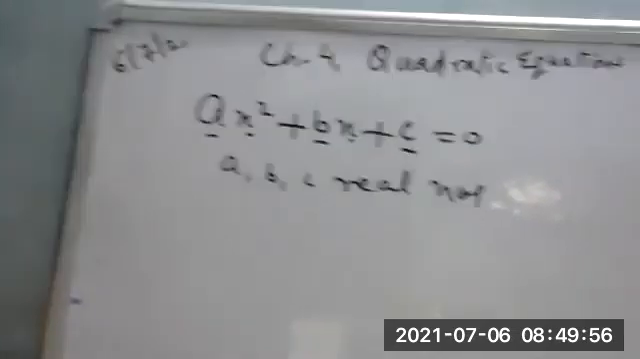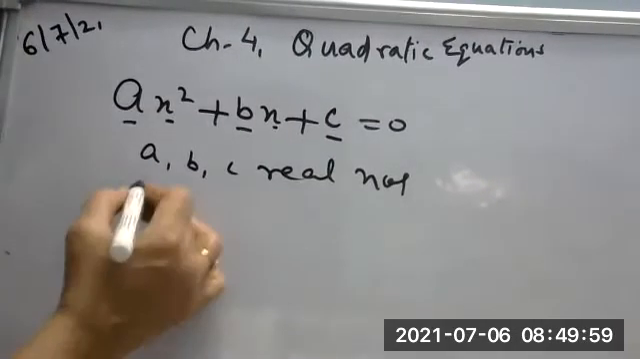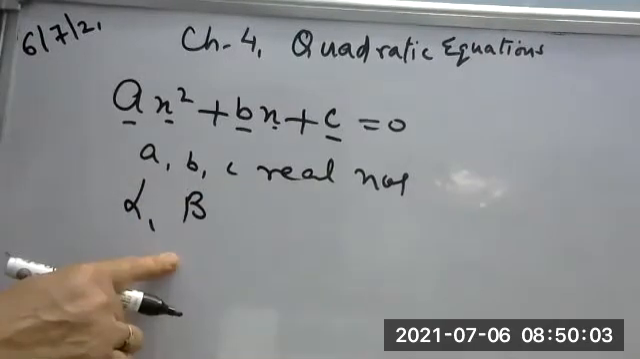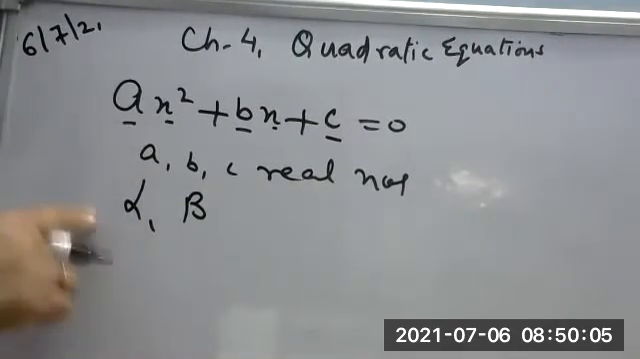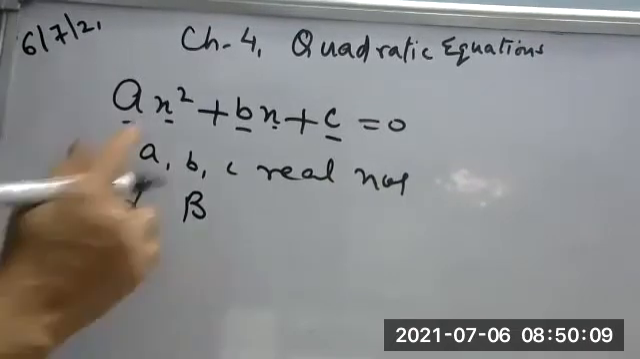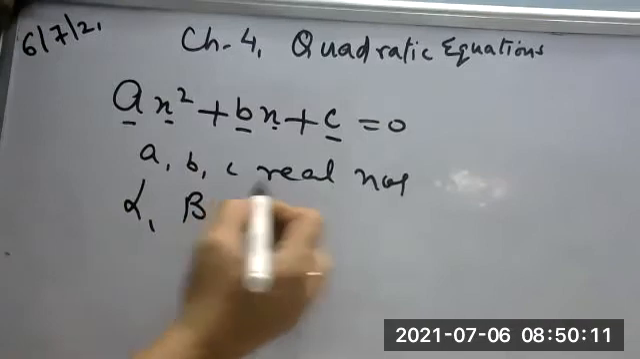Very good, right? Those 2 factors are mentioned as alpha and beta. Yes, beta, we have done this in chapter 2. So the 2 factors of a quadratic polynomial are alpha and beta. And this is the general form. And what about a, b, c? a, b, c are real numbers.